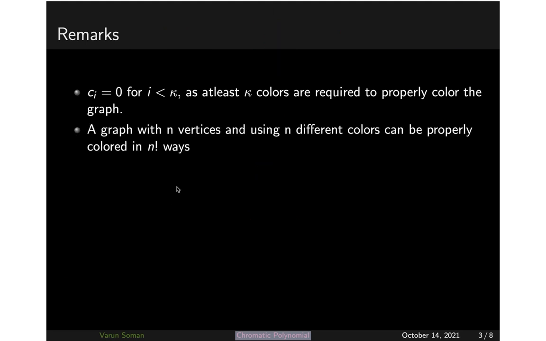Moving forward, a graph with n vertices and using n different colors can be properly colored in n factorial ways. Don't confuse it with the chromatic polynomial. The chromatic polynomial will give you the number of ways of coloring that graph using n or fewer than n colors. Here you are coloring the graph using exactly n different colors, so your Cn is always equal to n factorial. This is from permutations and combinations.